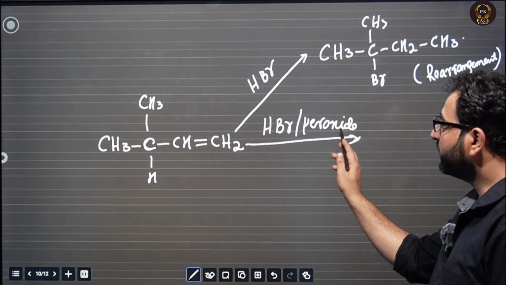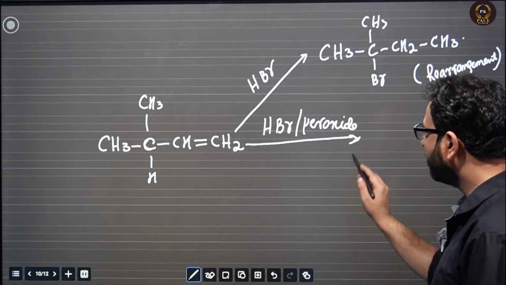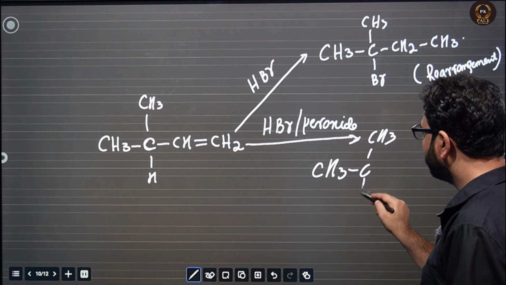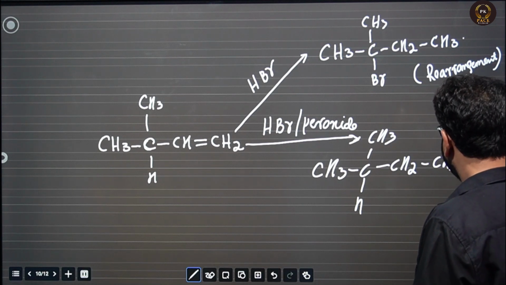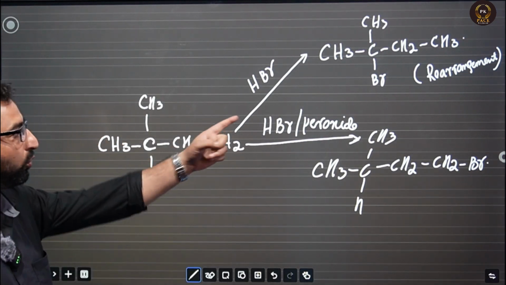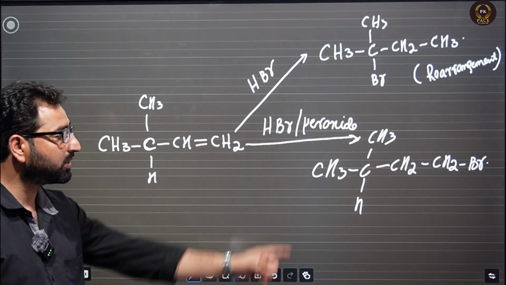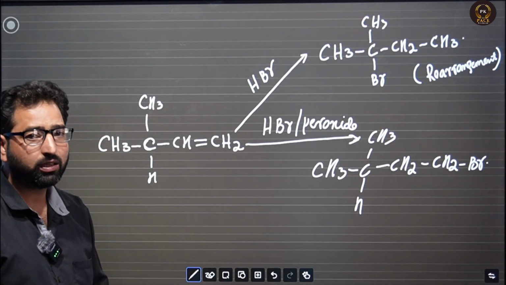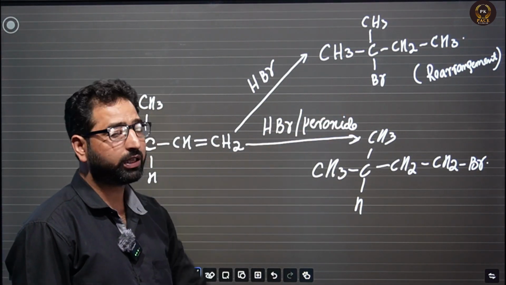Now with HBr and peroxide, Br will directly attack here, the radical will get attached here, and H will attack here. The product will be CH3, H, CH2, Br. These are the two products. One is with the Markovnikov rule and the rearrangement, and the second is the anti-Markovnikov. There is no rearrangement because a radical will get generated. If H shifts here, there is also a radical, and on that radical the H dot will also attack. So here there is no need for rearrangement, but there it will take place.